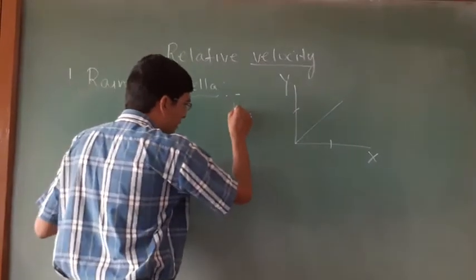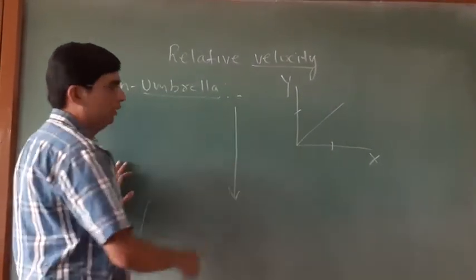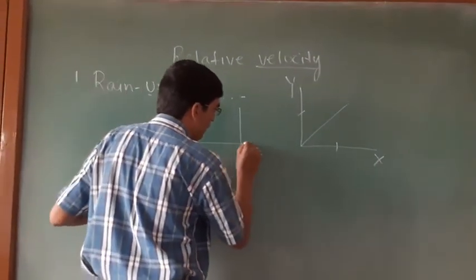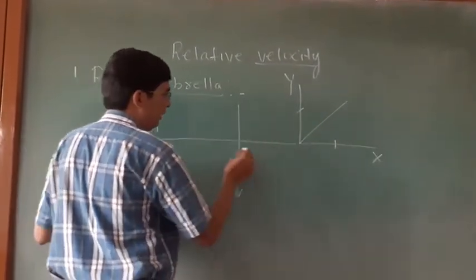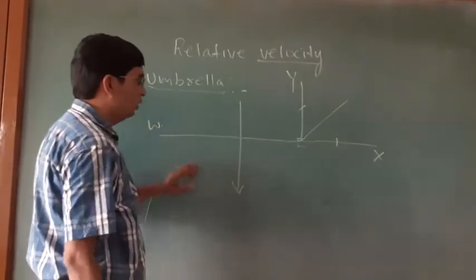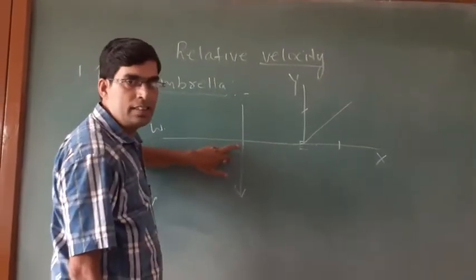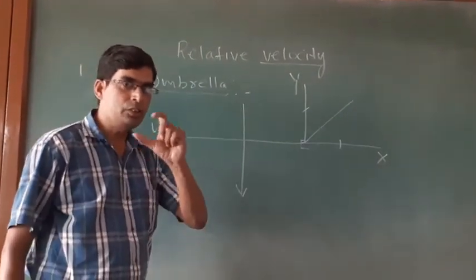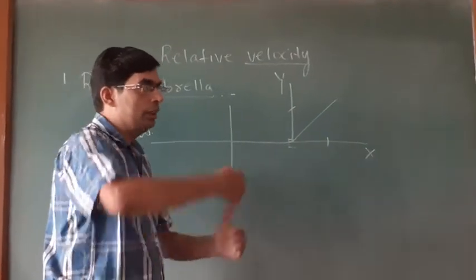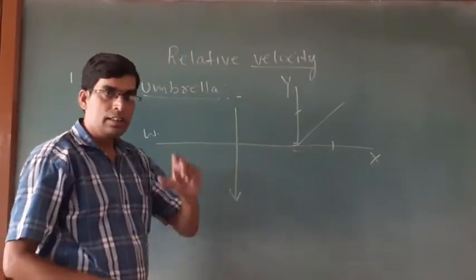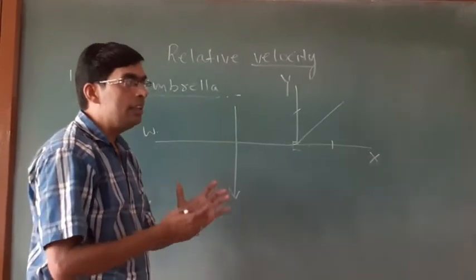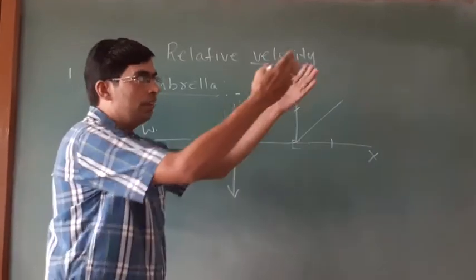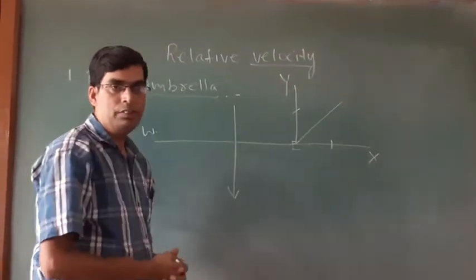Suppose rain is falling in a vertically downward direction, and a person is moving from west to east. So this is the side where the person is facing the rain. For a minute, think that the man is in motion and the rain is also in motion. At the instant of contact, the man is taken as at rest. When the man is taken as at rest, then the velocity of rain is approaching that person.